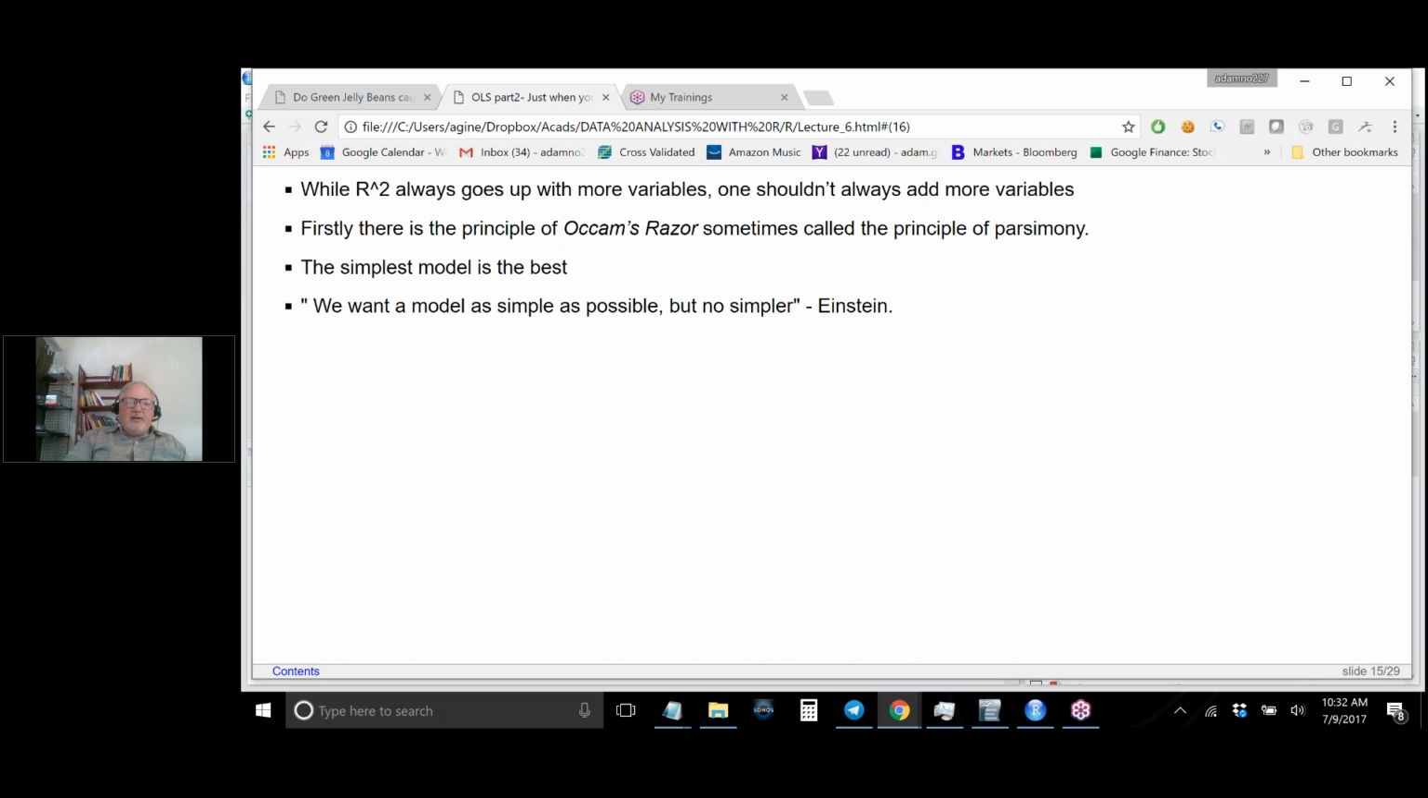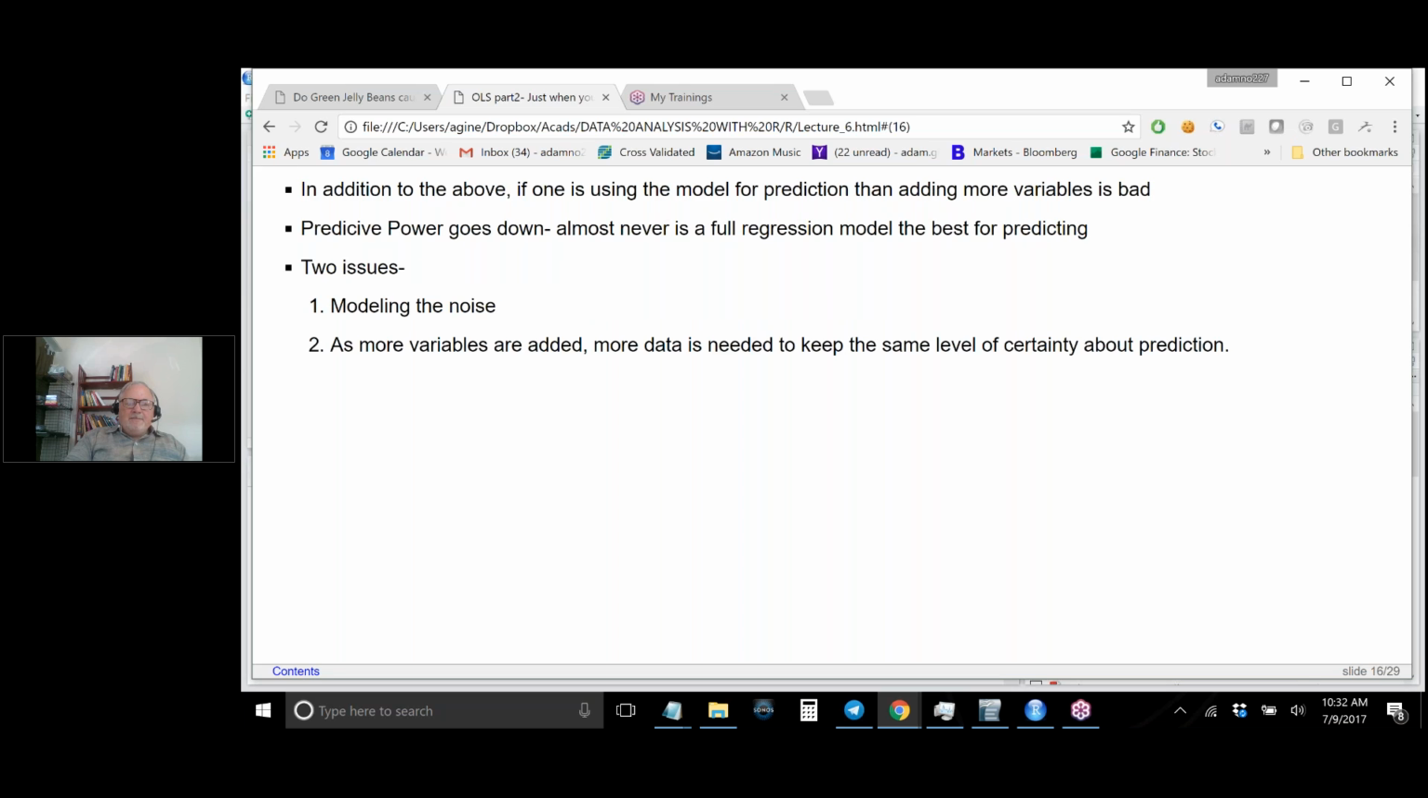And the reason for that is twofold. The first is, if you want to use your model for prediction, as you add more variables, the predictive power goes down. So that's the main reason. And the point is, when you add more variables, you wind up modeling the noise in your data. Unless your model is perfect, there's noise, and all you're doing when you add more variables is modeling the noise. The new variables will not be used to understand any kind of causal relationship, they'll just try to model the noise.